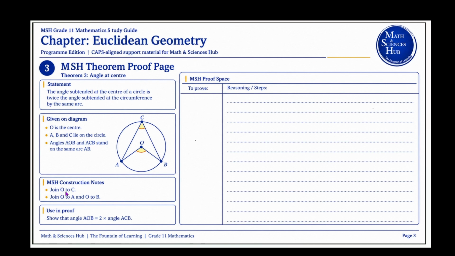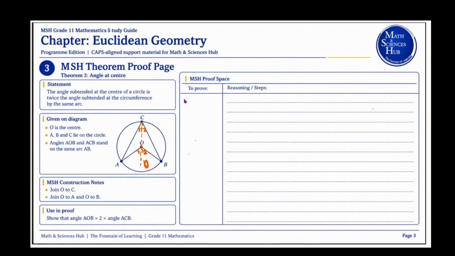Our construction notes say we need to join O to C. So we need to draw OC. We are going to do just that and produce it, maybe to D. That's okay. That construction cuts angle O, so on this side we're going to have O1 and O2, and then C1 and C2. That construction also produces two triangles, OCA and OCB.